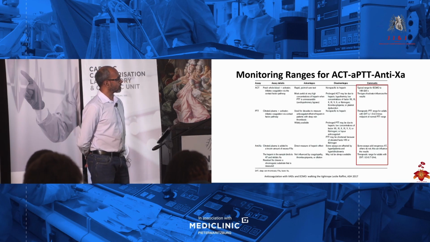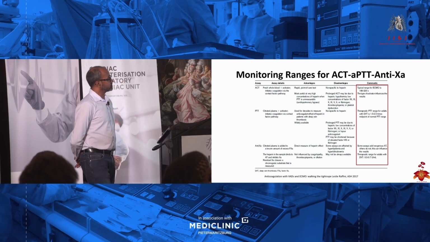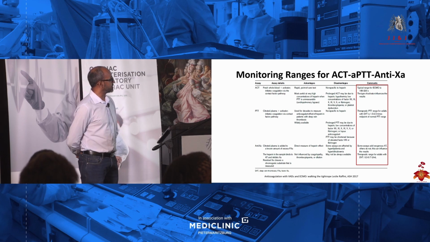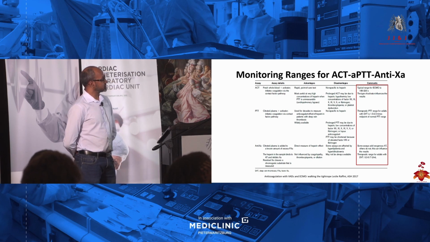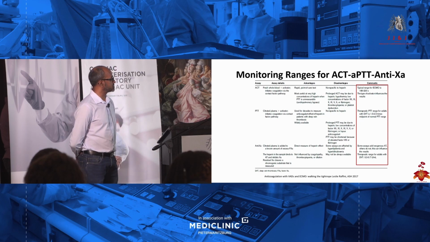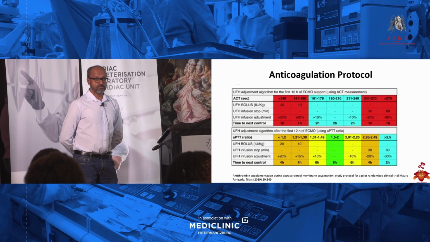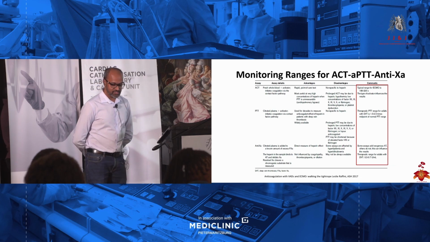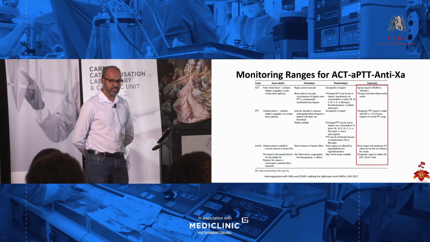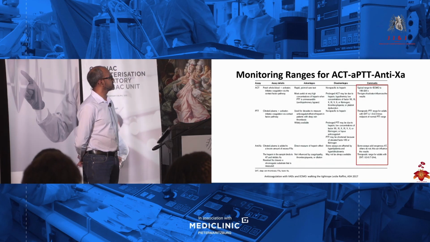Next slide. Now, I want to point out to you the common tests we use, ACT, APTT, and anti-factor 10A. The reference range that we are looking for is an ACT of 180 to 220, APTT 1.5 to 2.5 times the upper limit of normal, and anti-factor 10A level 0.3 to 0.7. Sometimes when we do these tests, the result might fall in the acceptable range, but these patients can still bleed or they can form blood clots. Next slide.